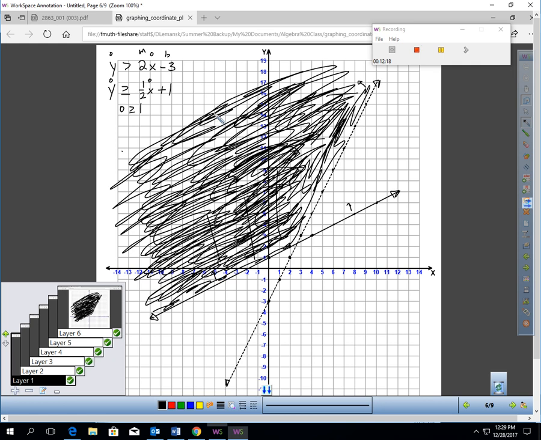Any point up here would be a solution to this system. Like, for example, I'm going to pick one. Negative 5, 10 is up here somewhere. I'm going to try to draw a big dot. Okay, that's definitely part of the solution set. This ordered pair would make both these statements true.